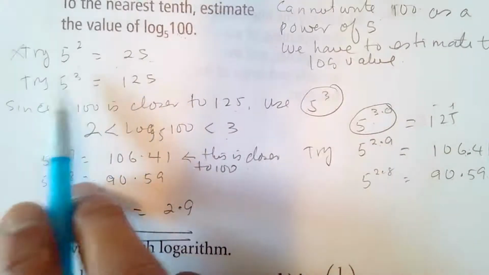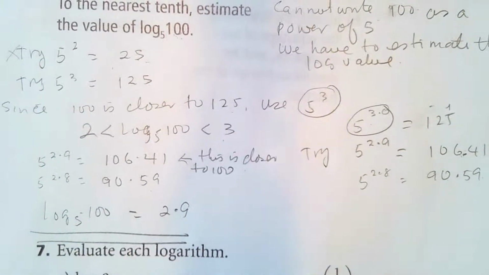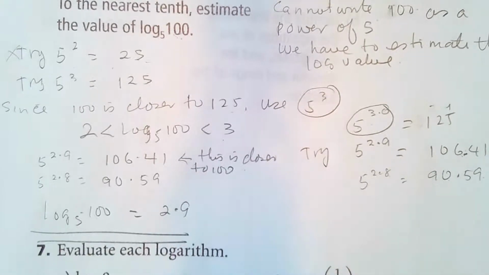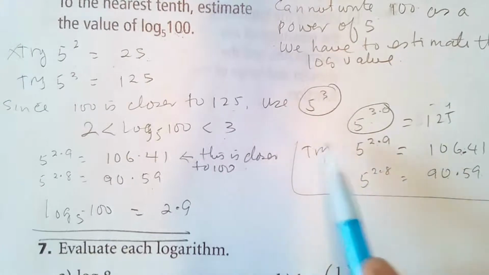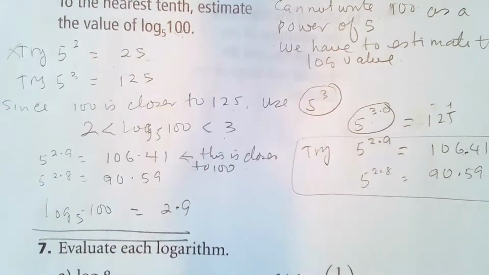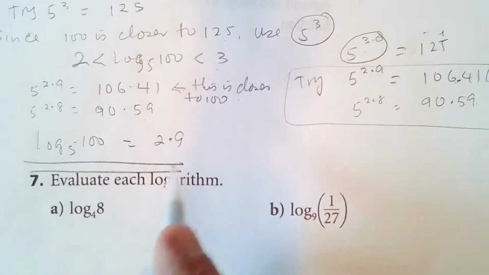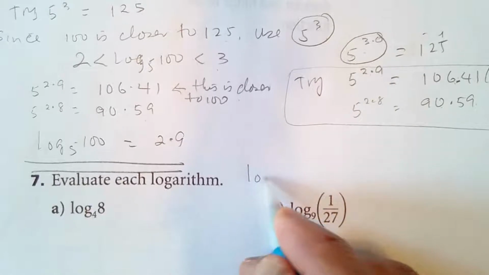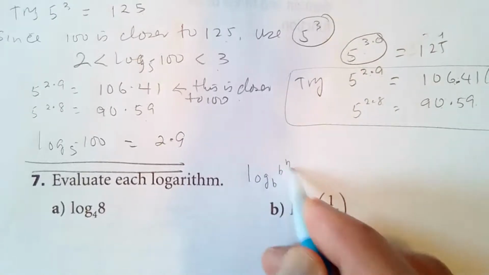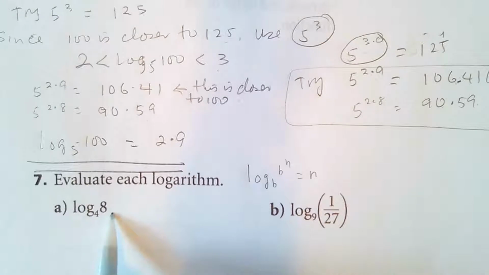So it's by trial and error. You benchmark, and then you try different exponents to see which one is closer to what's given in the log. And here we are using our principle: log b to the b^n is equal to n. So we're going to convert our 8 as a power of 4.